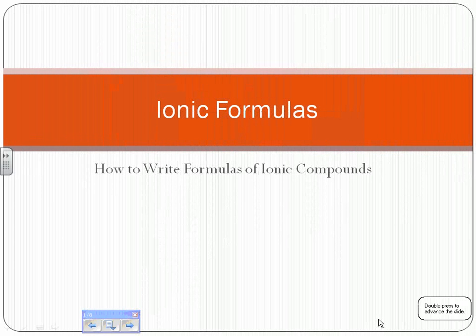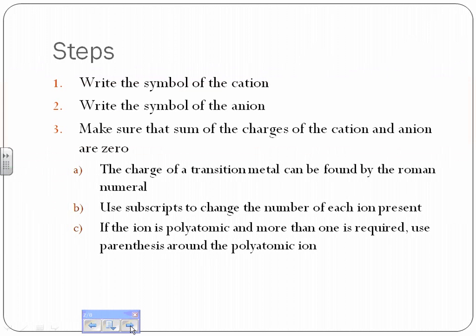Logan. In this screencast, we're going to take a look at how to write formulas of ionic compounds. So we're going to look at going from the names given to how to write the formulas. Hopefully you've looked at the previous screencast on how ions are formed and how we put them together based on charges. And hopefully you've been looking at your list of ions so we can look at the names.